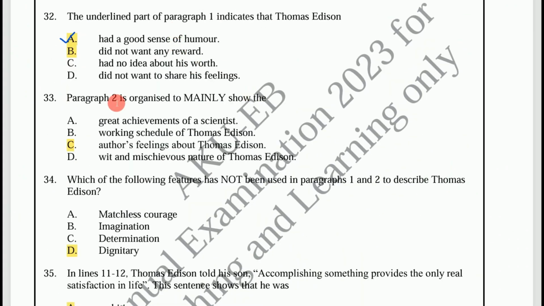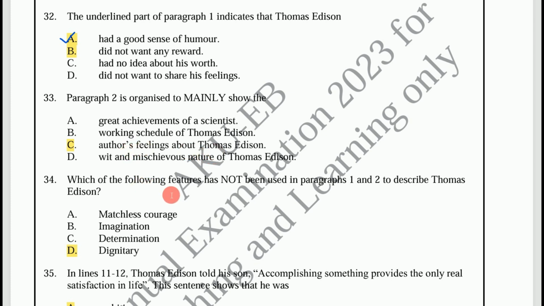Paragraph 2 is organized to mainly show the author's feeling about Edison. Yes, from paragraph 2 we get an idea that the author was impressed. Obviously, he is expressing his feeling that he is impressed by those qualities of Thomas Edison.